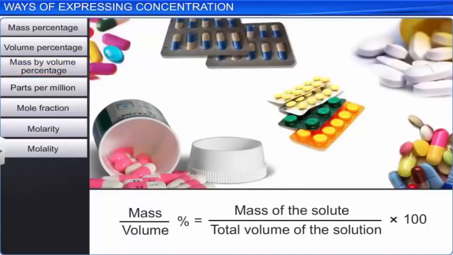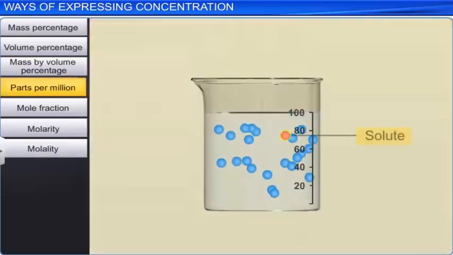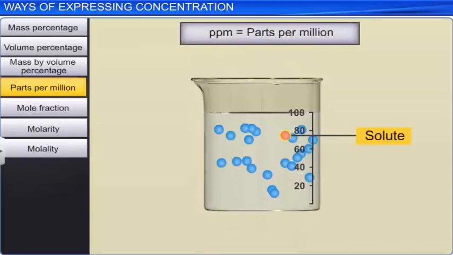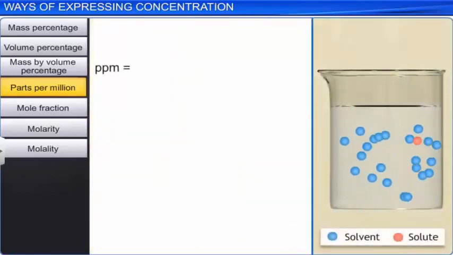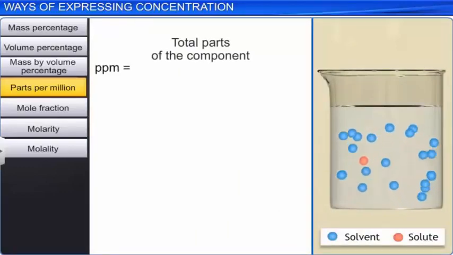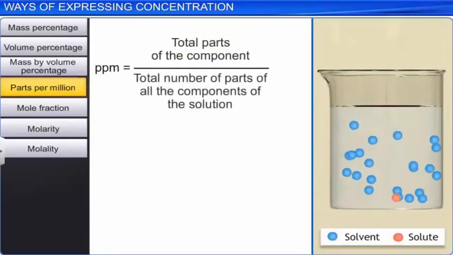When a solute present in a solution is in a very small quantity or trace amounts, then its concentration is expressed in another quantity known as parts per million, or ppm. Parts per million is defined as the ratio of parts of the solute to million parts of the solution. Mathematically, it is expressed as the total parts of the component divided by the total number of parts of all the components of the solution multiplied by 10 to the power 6.